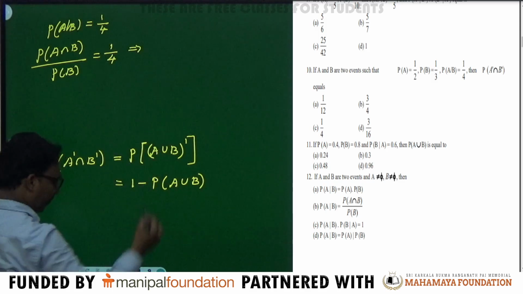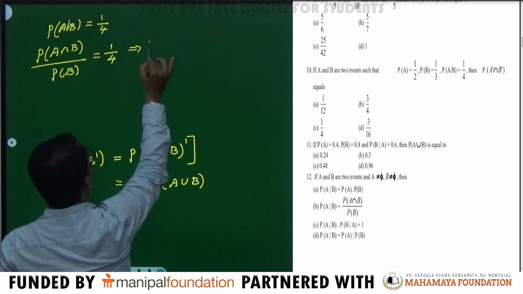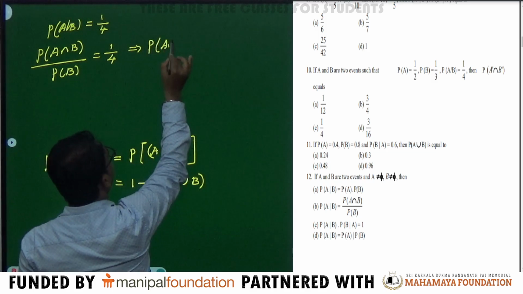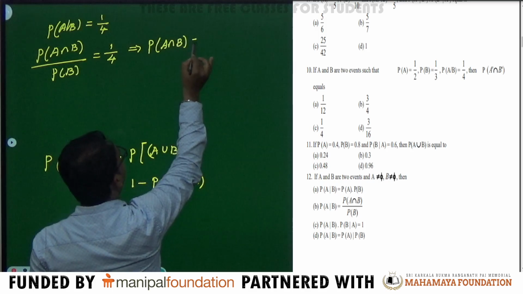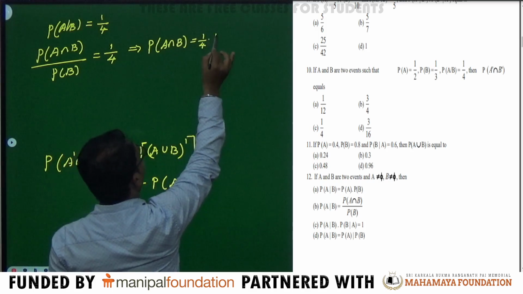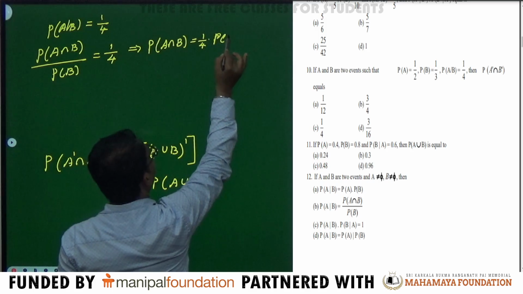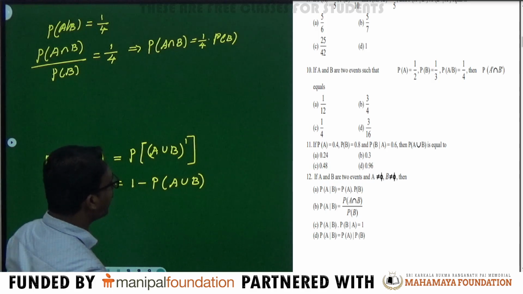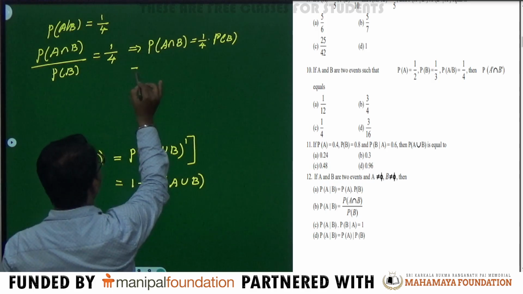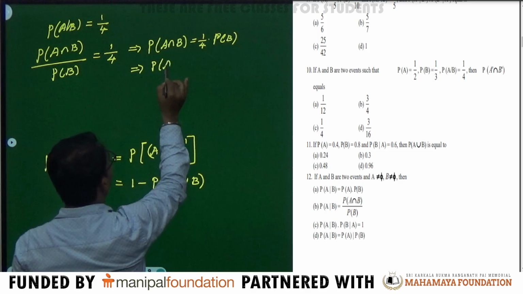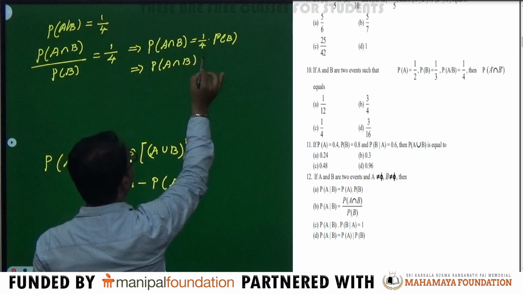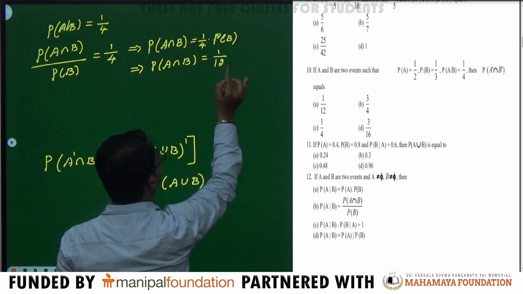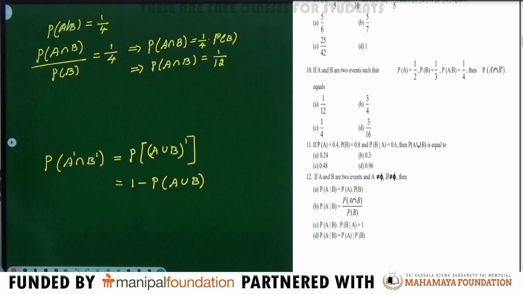This implies probability of A intersection B is equal to 1 by 4 into probability of B. Substitute the value of probability of B, it is equal to 1 by 3. So this implies probability of A intersection B is equal to 1 by 12. 1 by 4 into 1 by 3 will be 1 by 12.